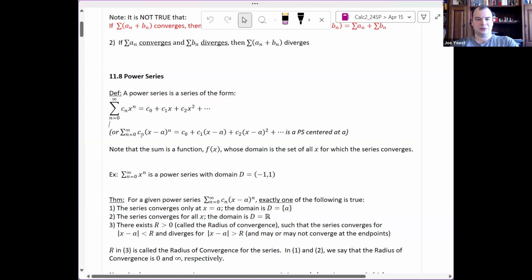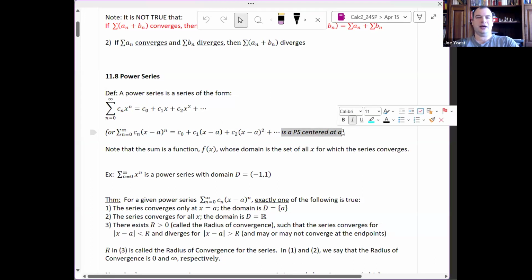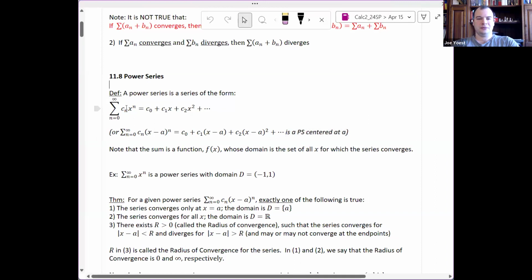Or sometimes we choose to write this as sum n equals 0 to infinity of c_n times (x minus a)^n. So c_0 plus c_1 times (x minus a) to the first plus c_2 (x minus a) to the second, and so on. We would call this a power series centered at a. And if we wanted to give a little extra information, we might call the previous one a power series centered at 0.